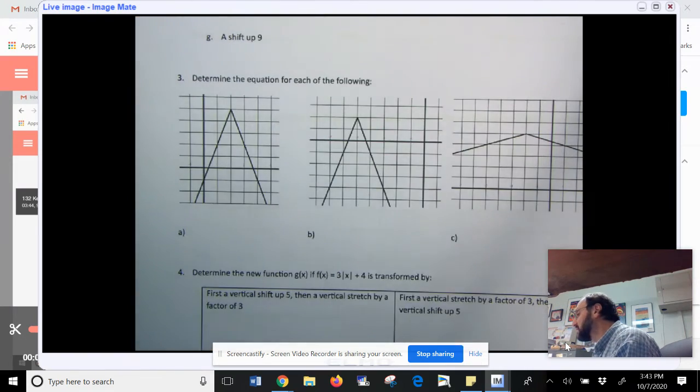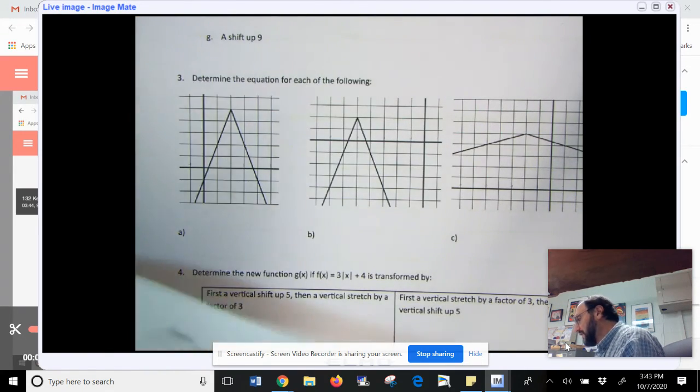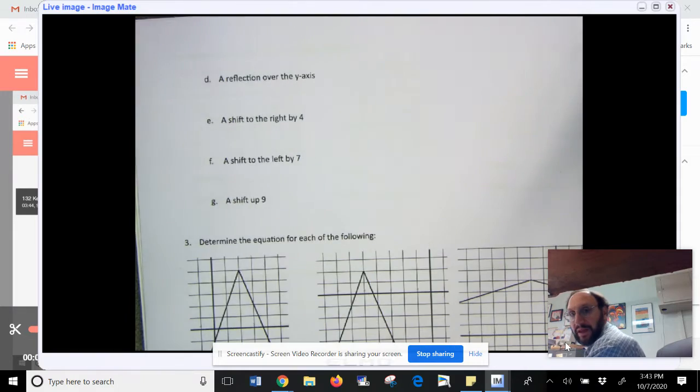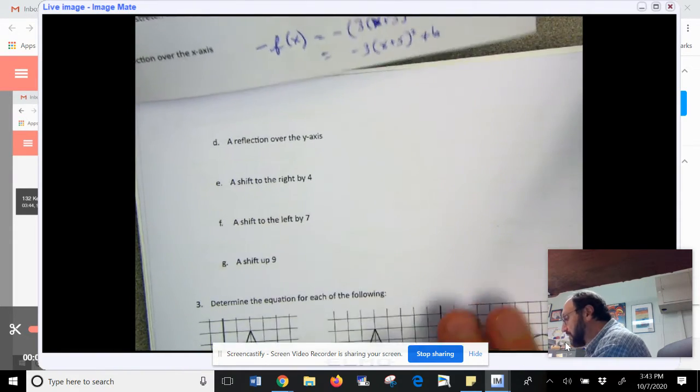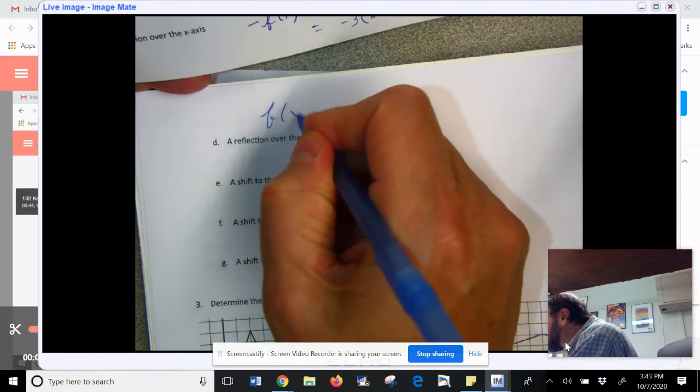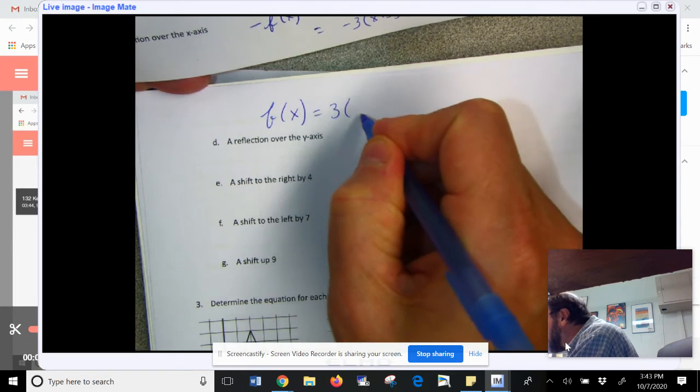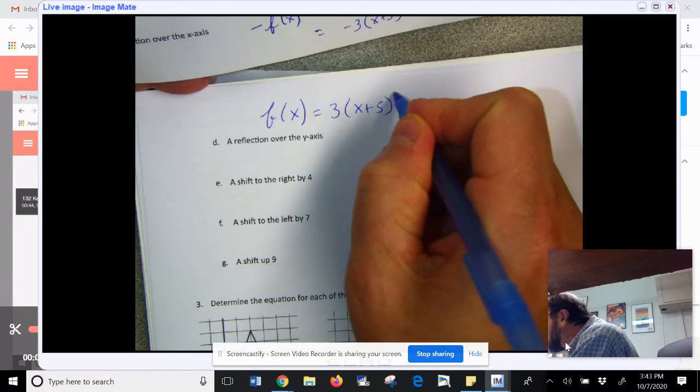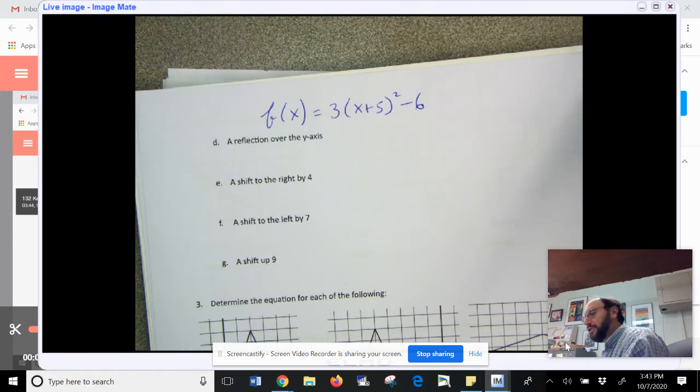Let's see what's next. There's more of these, so I'm going to continue with the same function. I'll write it up here so we don't have to look back at the other page. Here we go. That's the original function.